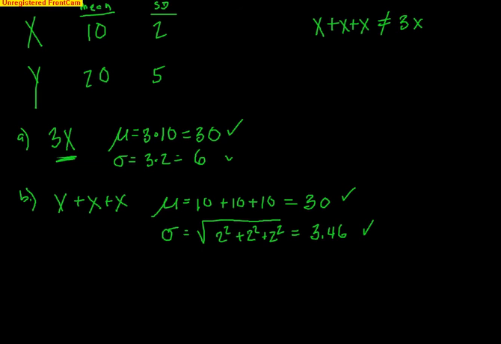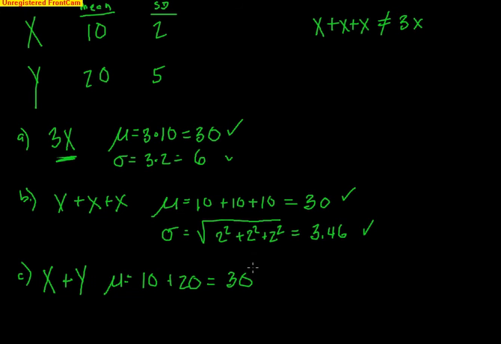What happens if we add together x plus y? Okay, so we're going to add x and y. We're going to do x and then we're going to do y. What about mu? This is really easy. X was 10 plus y was 20. Oh my goodness, how easy is this? 30. Look at that. Simple, right?